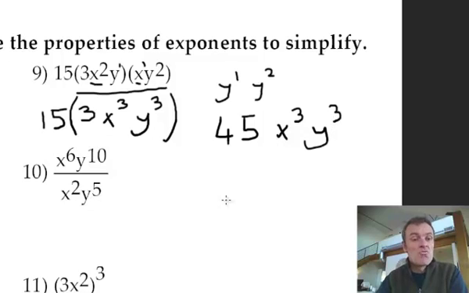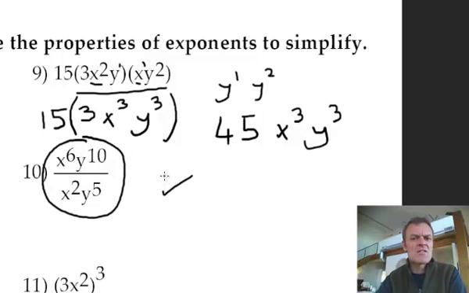Okay. Right, here's a division, so I'm going to subtract. It's kind of nice, this is not too bad, is it? Look, okay, so x's. 6 on top, 2 on bottom, 6 take away 2 is 4. That's it. The y's. 10 on top, 5 on bottom, subtract, that's 5. And that's it. That's nice and quick and easy, that's the answer.